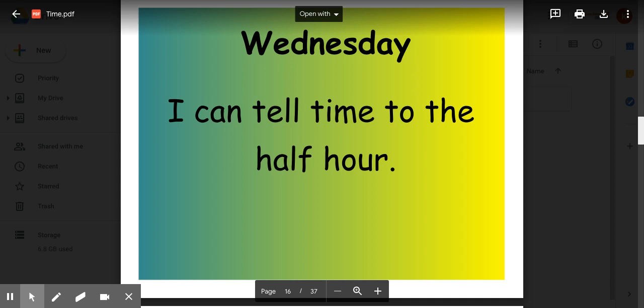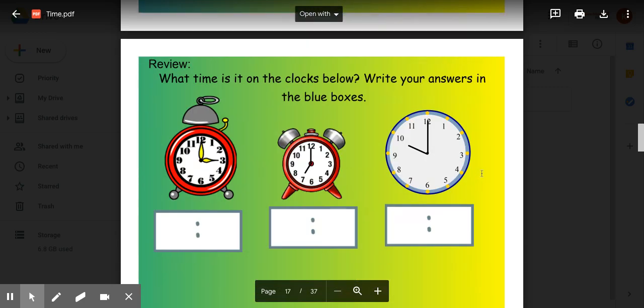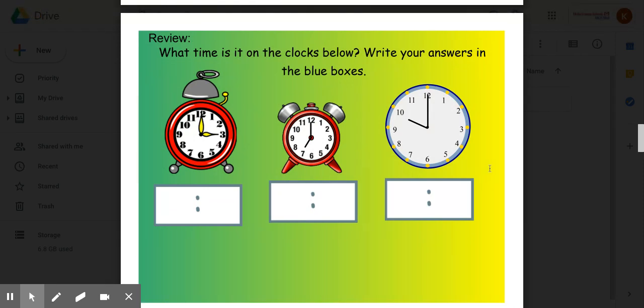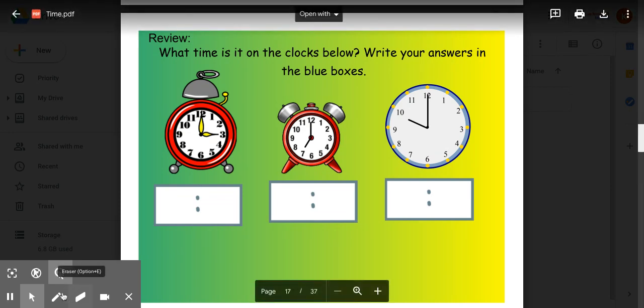Today is Wednesday, and we are going to be telling time to the half hour. Yesterday, you told time to the hour, but today we're going to be telling time to the half hour. Before we do that, though, let's review what we learned yesterday. What time is it on the clocks below?